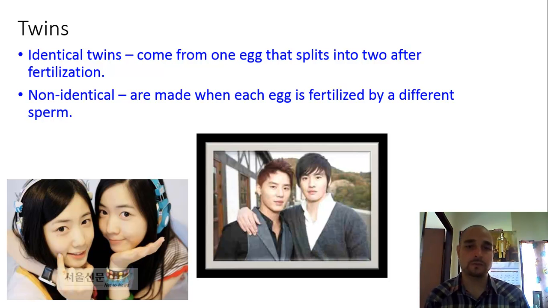So we have two different types of twins. We have identical twins and non-identical twins. Identical twins come from one egg that splits apart into two. They have the same genes, so they'll have the same features. Okay? And non-identical twins are made when there are 2 eggs, and they're each fertilized by a different sperm.